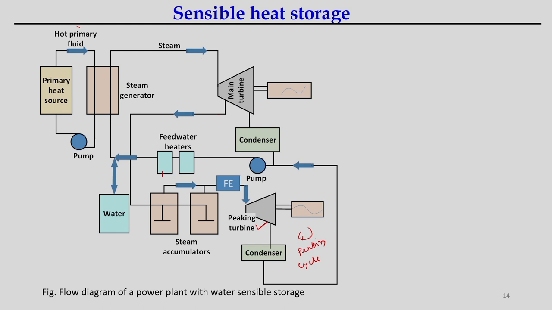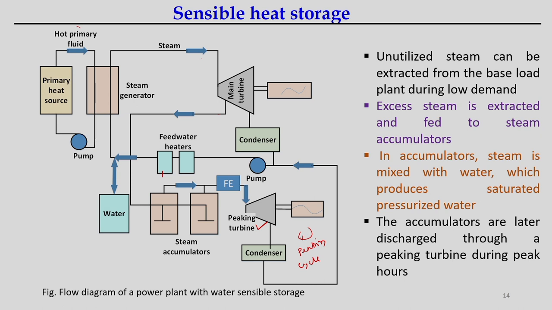Okay. So, in a nutshell, what we can say is that the unutilized steam can be extracted from the base load plant during low demand, and the excess steam is fed to the steam accumulators, and in the accumulators steam is mixed with water, which produces saturated pressurized water. The accumulators are later discharged through the peaking turbine during peak hours.